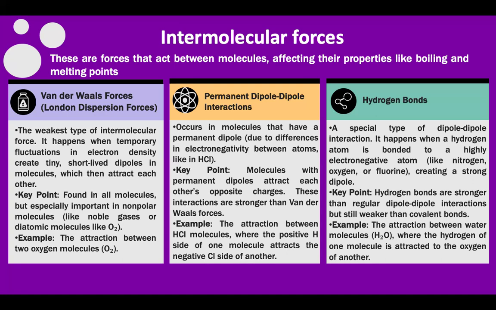And the third intermolecular force is the hydrogen bond. It is a special type of dipole-dipole interaction, and it happens when a hydrogen atom is bonded to a highly electronegative atom like nitrogen, oxygen, or fluorine, creating a strong dipole. Key point: hydrogen bonds are stronger than regular dipole-dipole interactions, but still weaker than covalent bonds. An example is the attraction between water molecules, H2O, where the hydrogen of one molecule is attracted to the oxygen of another.